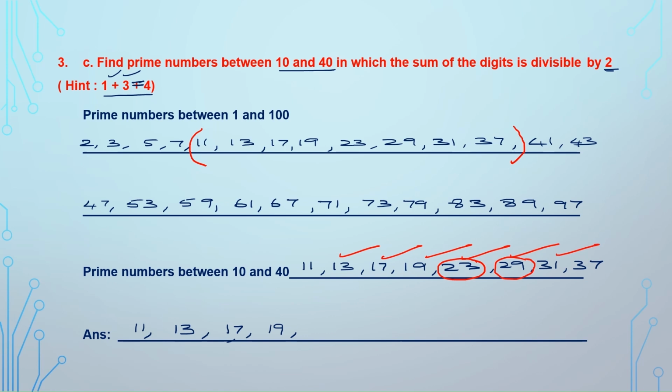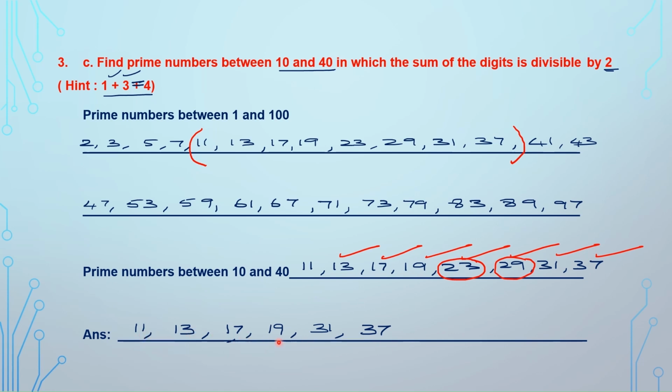Next take 31. 3 plus 1 is 4. So we can write 31 also. 3 plus 1 is 4. Then let's take 37. 3 plus 7 is 10. So that is also divisible by 2. So these are the numbers.